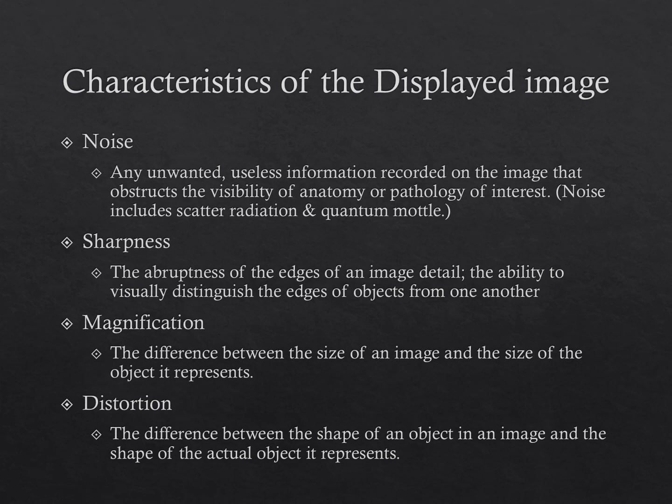So resolution, sharpness, you'll hear some interchangeable words, and we're going to talk a little bit more about it here in a moment. Then we have magnification, the difference between the size of an image and the size of the object it represents. We'll do some fun labs this week for that one. And then distortion, the difference between the shape of an object in an image and the shape of the actual object it represents. And we'll talk a little bit more about that here in a moment.